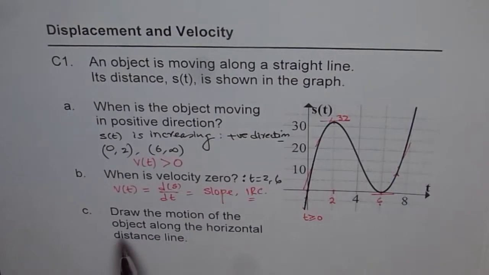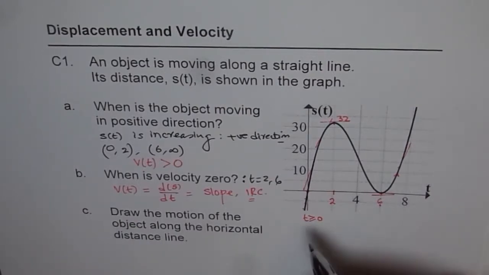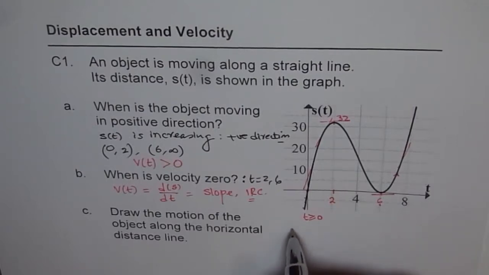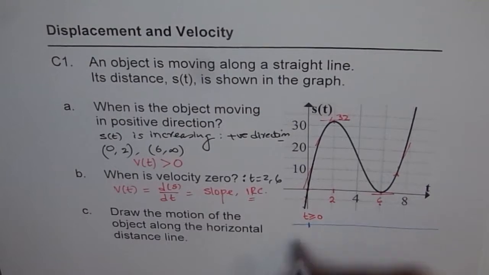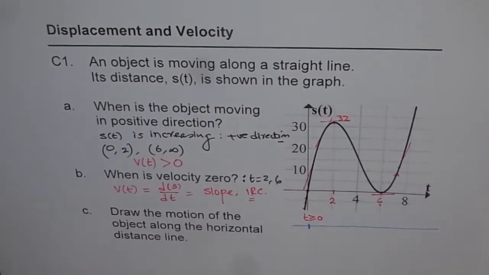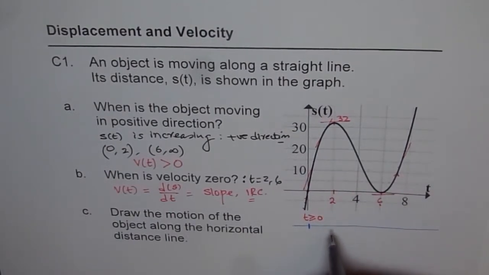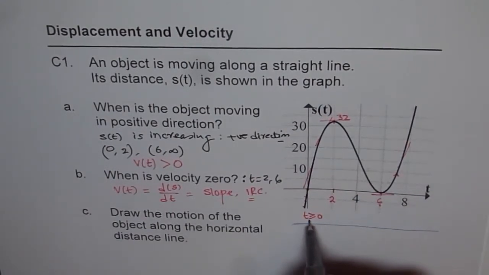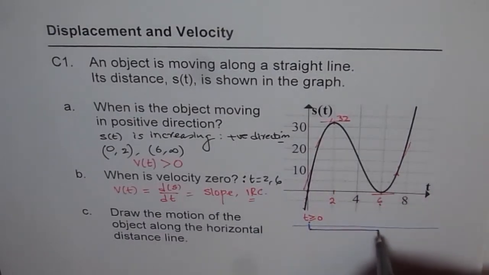Okay? Now the third question here is draw the motion of the object along the horizontal distance line. So what we're trying to do here is to understand that actually this motion is taking place along a horizontal line. And let's say this is our starting point, 0, right? Now what happens here, in the first 2 seconds, the object moves from here, let's draw here. So object moves and covers a distance of 32 meters. Do you see at this point?